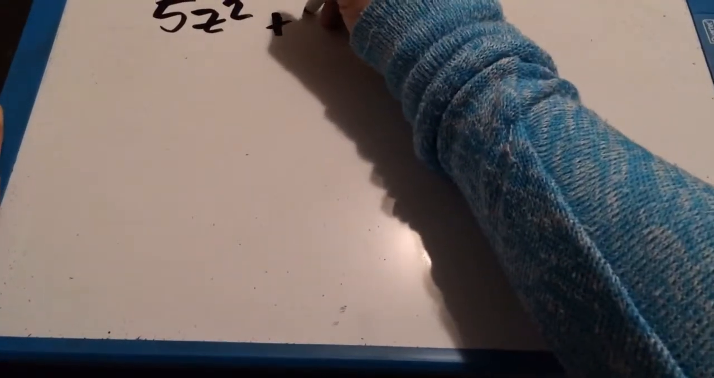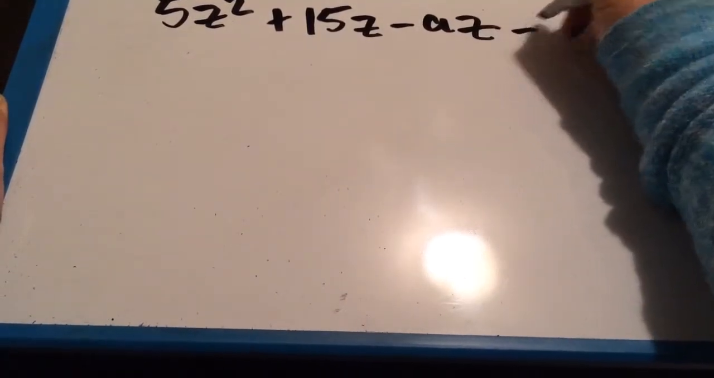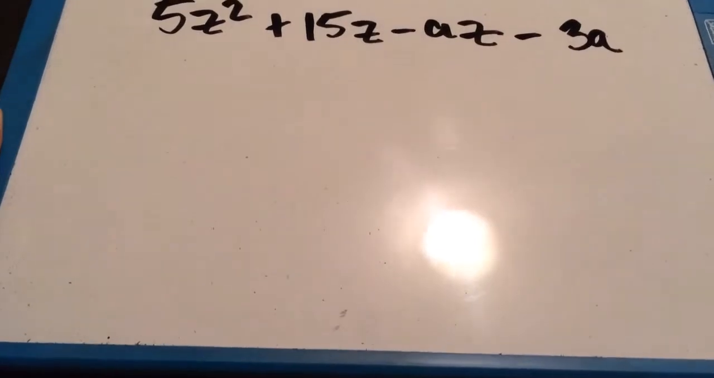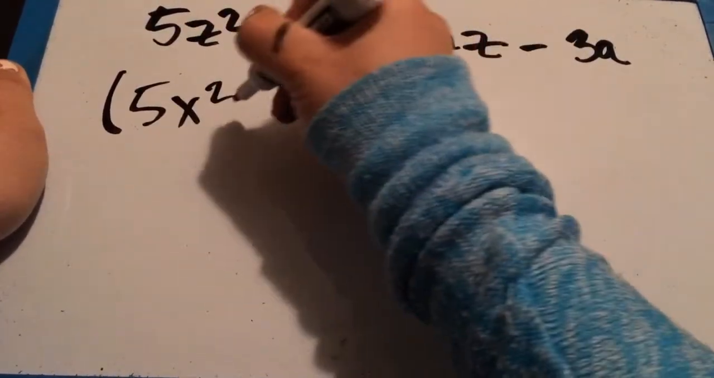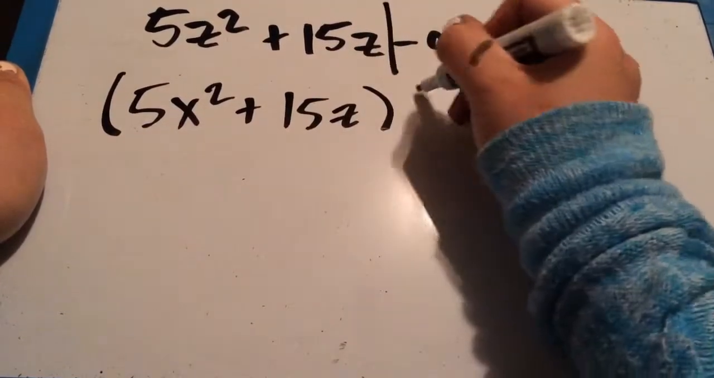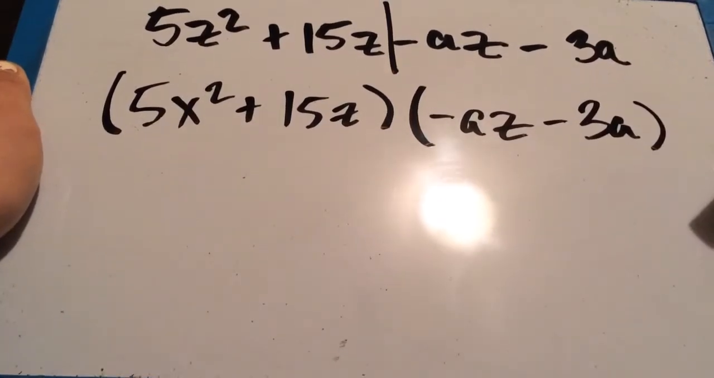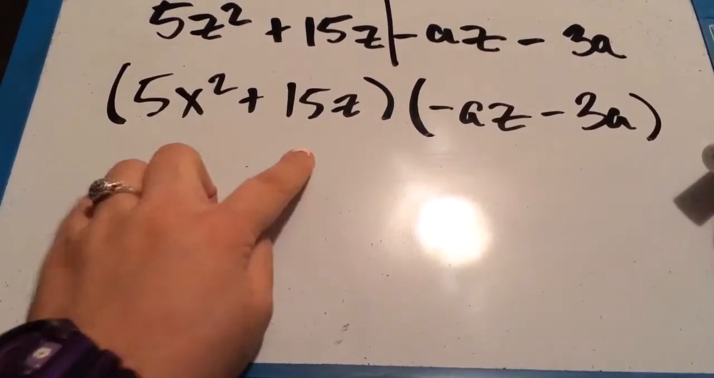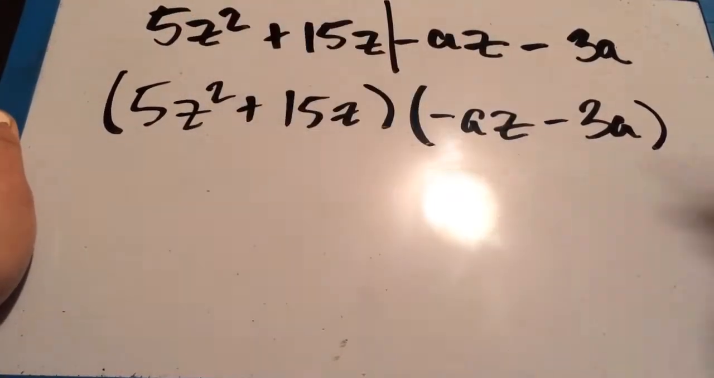Let's try 5z squared plus 15z minus az minus 3a. So first we're going to split this in half. So we're grouping 5z squared plus 15z together. And then we're going to group negative az and negative 3a together. So let's take the GCF out of this.